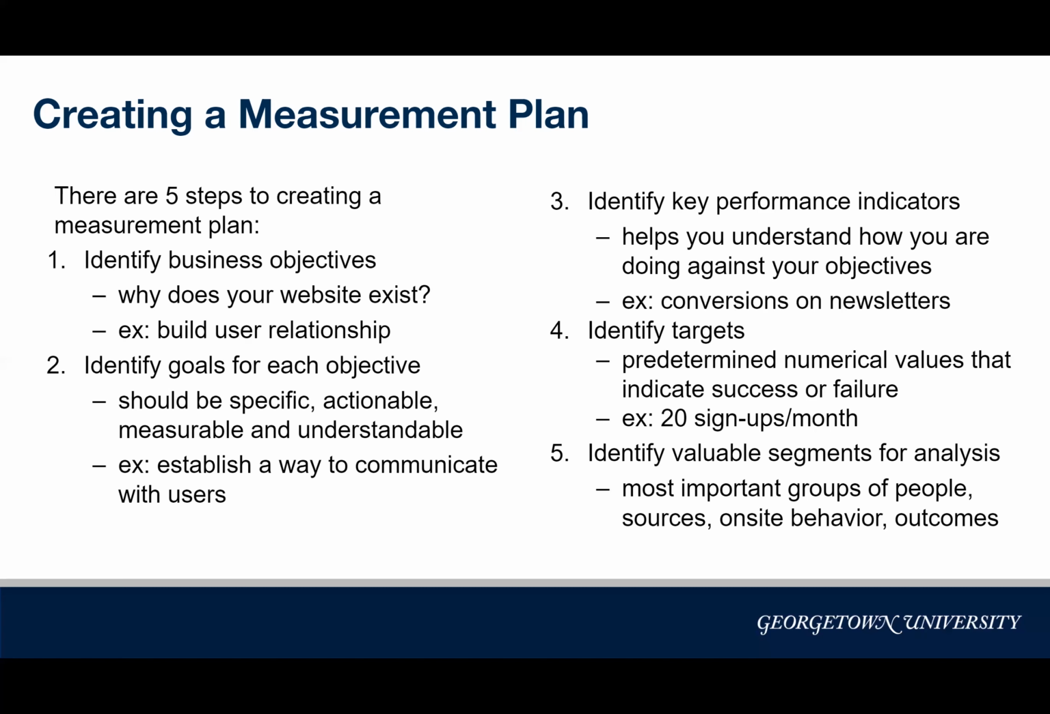The last step is going to be to identify valuable segments for analysis. So this goes back to the acquisition part of a measurement plan and thinking about which groups of people and sources are going to be the most important for the goals and objectives we set. This could be something like prioritizing new users over returning users, or prioritizing traffic coming from social media versus direct or organic traffic. So once you've completed your measurement plan, it's important to share it with the members of your department and get feedback from them. That way you can ensure everyone is on the same page and the objectives and goals you set are going to be of value to your department.